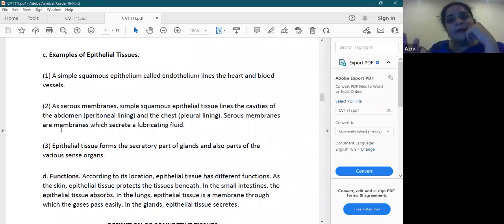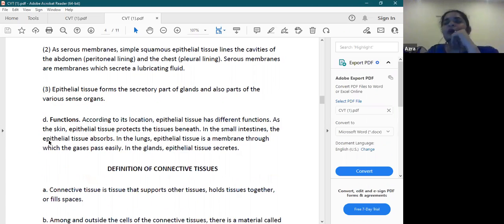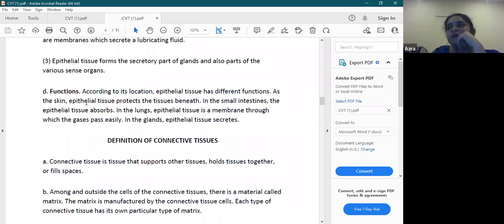In the exam paper, these two points are enough. This one is not important. Just read and learn number 1 and number 3. It's enough. Now next is the function.